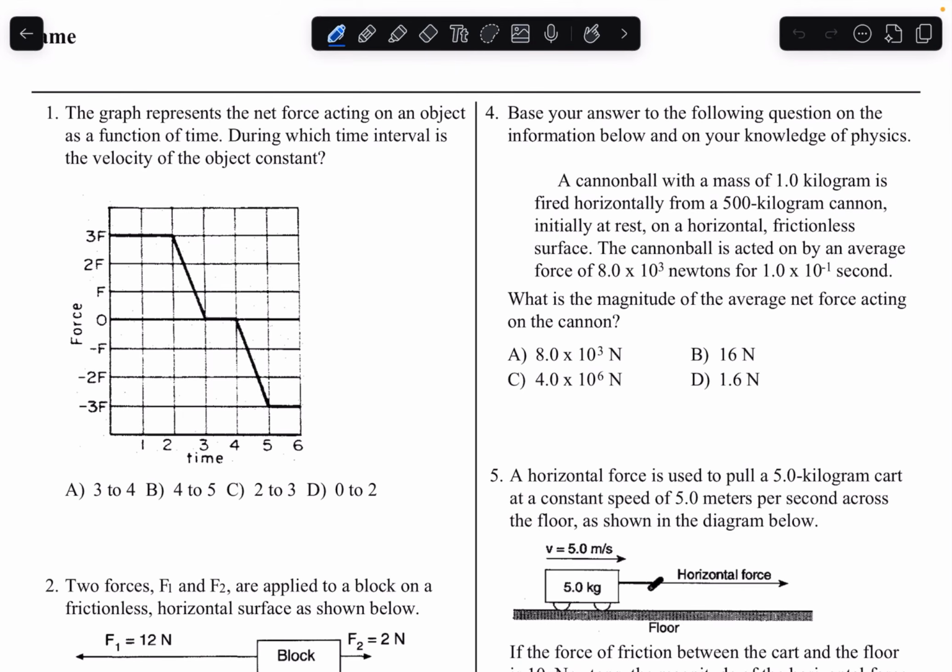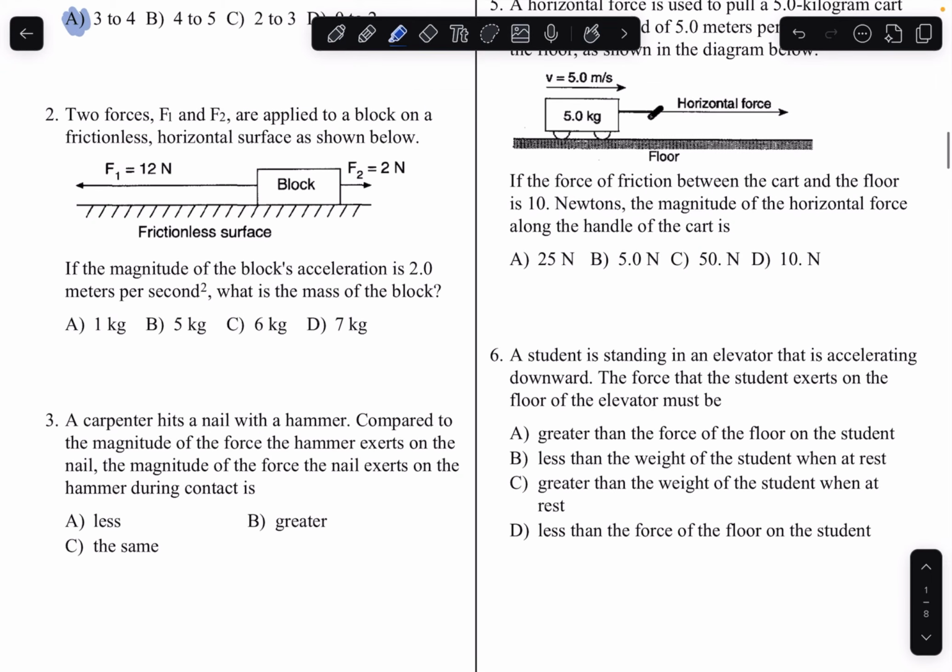Number 1. The graph represents the net force acting on an object as a function of time. During which time interval is the velocity of the object constant? So constant velocity is when your net force is 0, so that is this interval of 3 to 4 seconds, which is answer A.